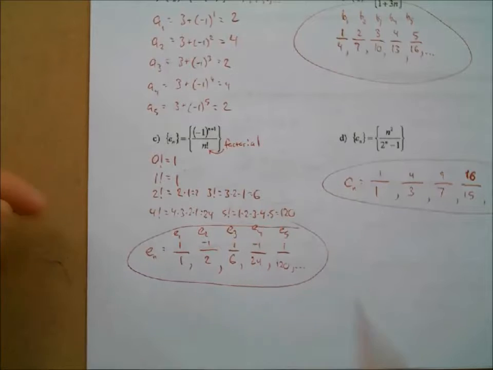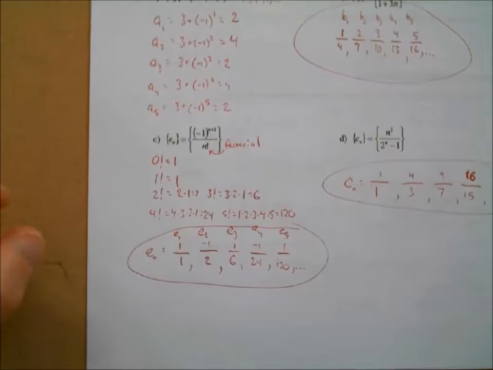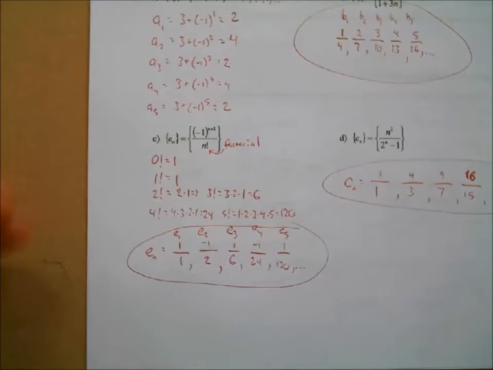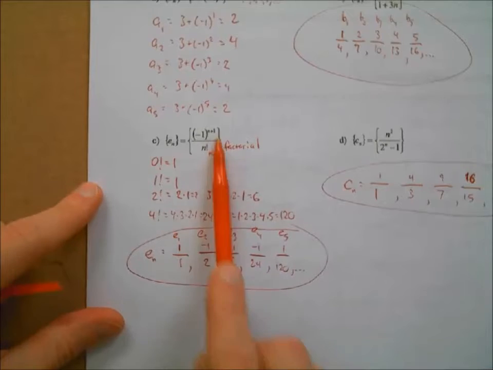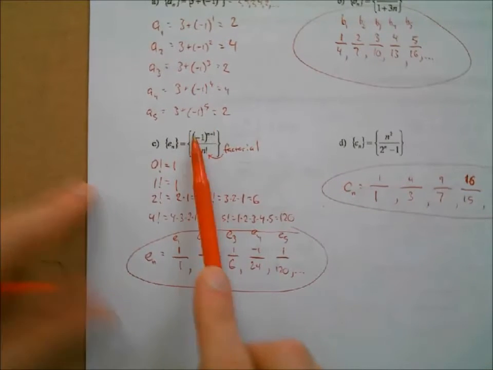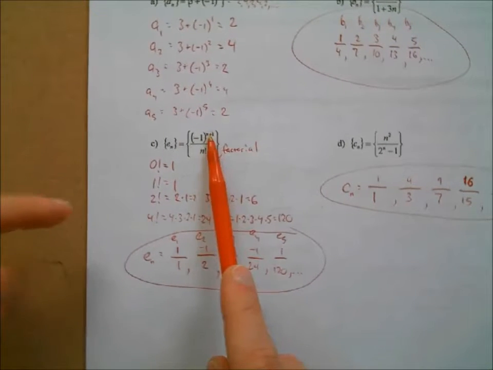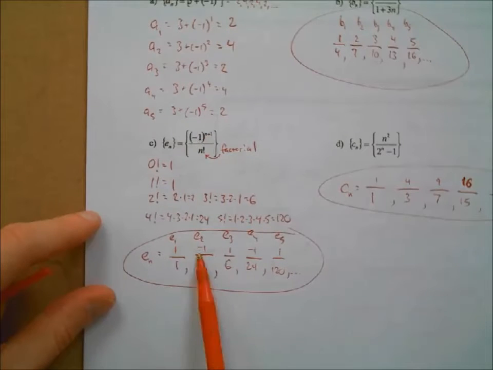So you see the idea is, when you do the factorial of a number, normally just a positive integer, you multiply by all the positive integers down to 1. That's how you evaluate a factorial. Then evaluating this, the numerator is just going to switch between 1 and negative 1, depending on what power you've got here. So you go 1, negative 1, 1, negative 1, 1.